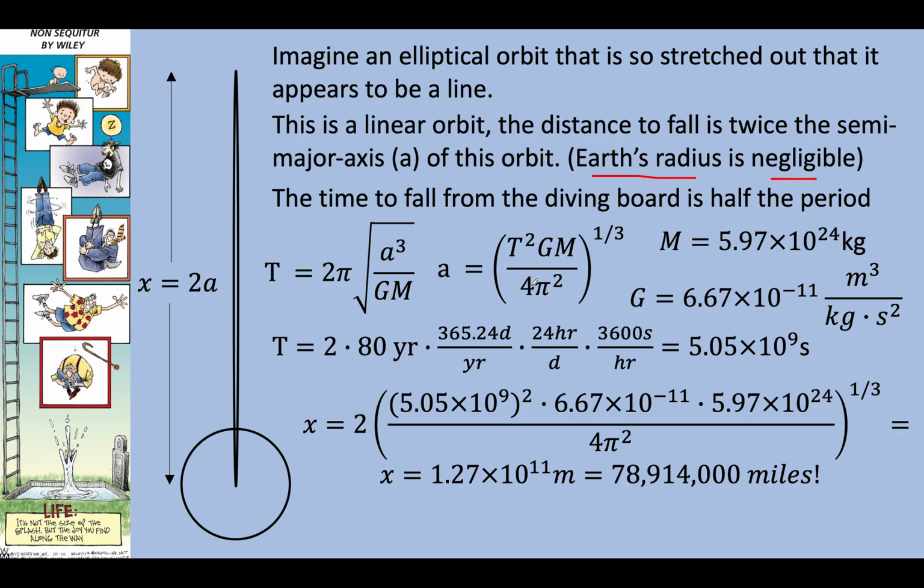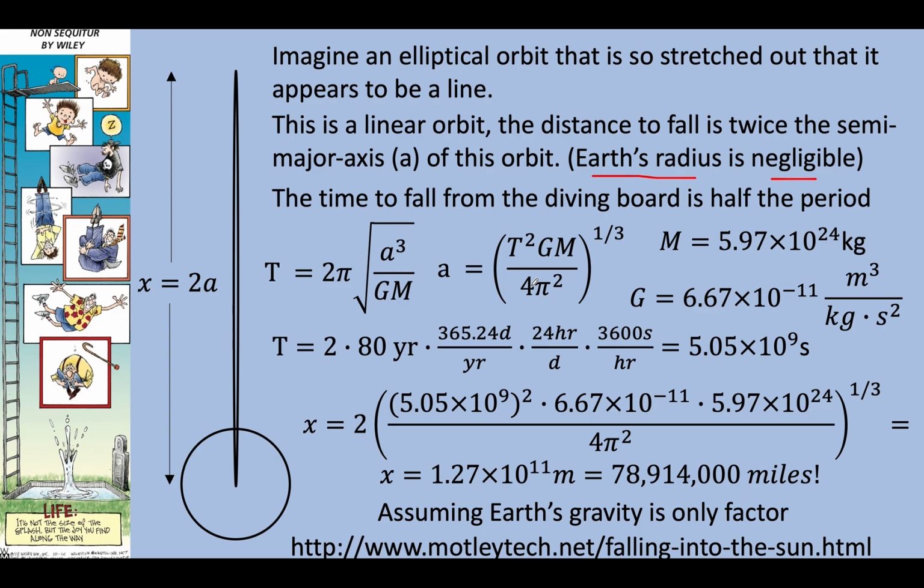And that's 78,914,000 miles. And so that is a huge distance. We'll put that in perspective in a little bit. And again, we're assuming Earth's gravity is the only factor. Now, if you want to try and solve this, including what would be the main contribution, the sun, there's a website you can go to that does this problem, finding out how much time it would take to fall into the sun.